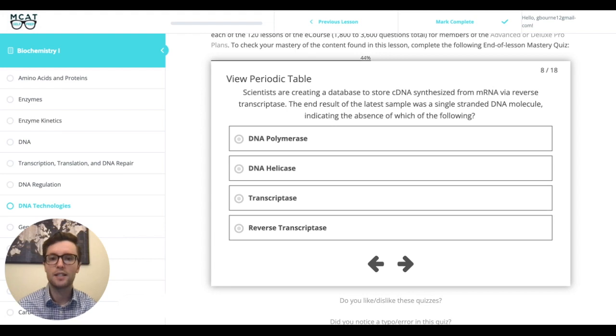So it's question 8, and it says, scientists are creating a database to store cDNA synthesized from mRNA via reverse transcriptase. The end result of the latest sample was a single-stranded DNA molecule, indicating the absence of which of the following. So in order to answer this question correctly, it's important that we have a solid understanding of the process of cDNA synthesis from mRNA.